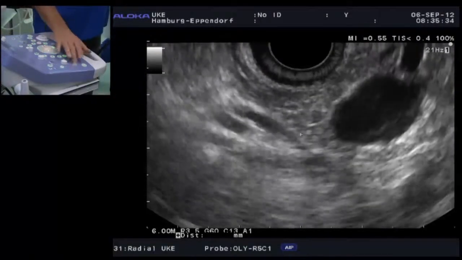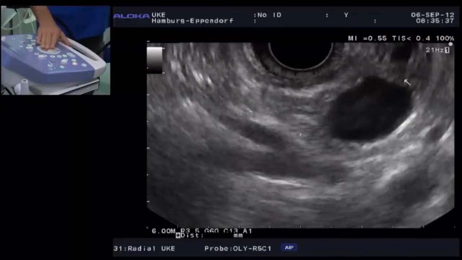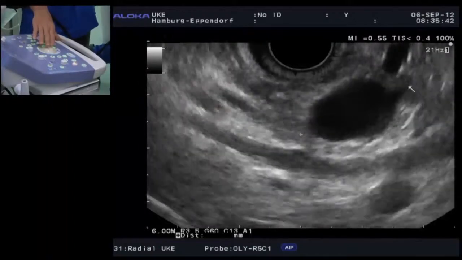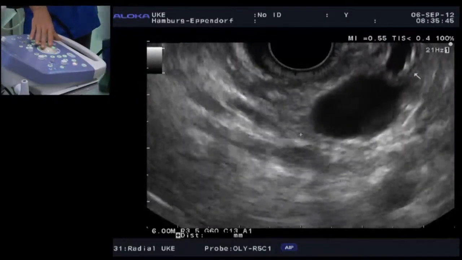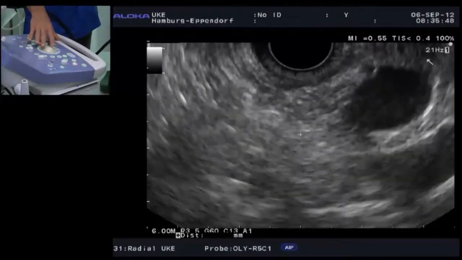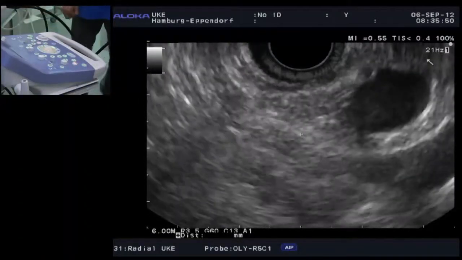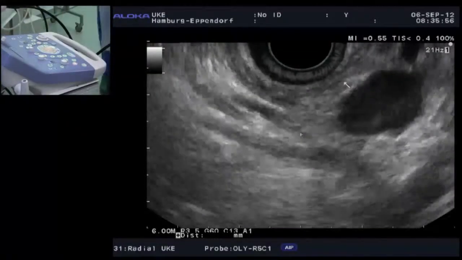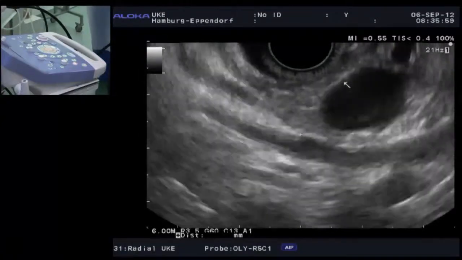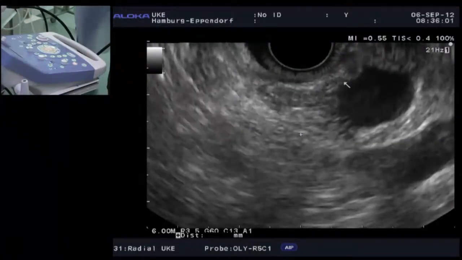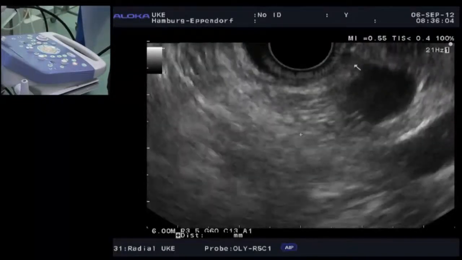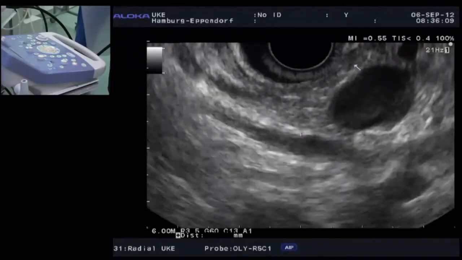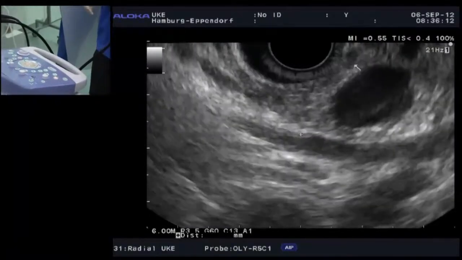So we have, in my opinion, a branch duct type IPMN leading to a dilatation of a certain area of the pancreas leading to this cystic lesion. And the next criterion of such IPMNs is the size. And the size is less than 3 centimeters. And here in the upper part we have another communication to the duct. You can see in this area here. And so we have the criterion, the size less than 3 centimeters. We have the communication with the duct.